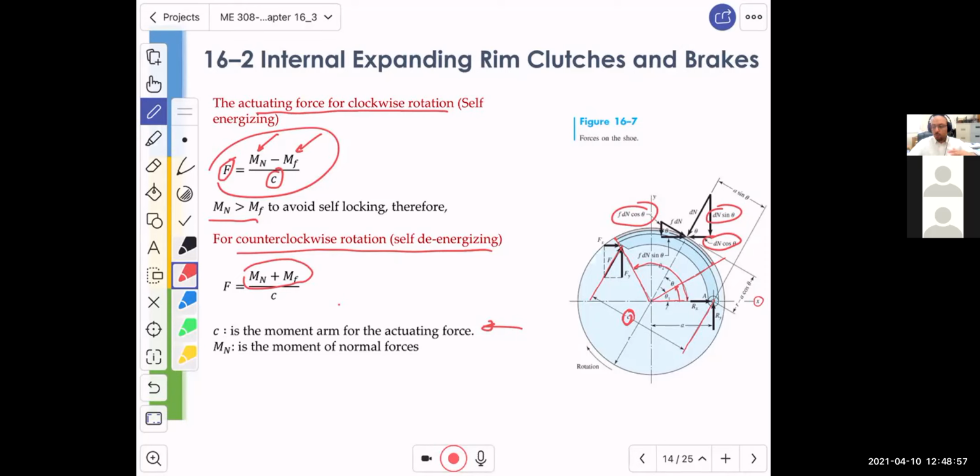In other words, we will know everything about this brake. Okay?